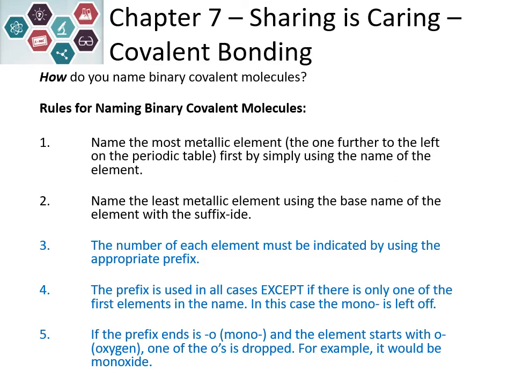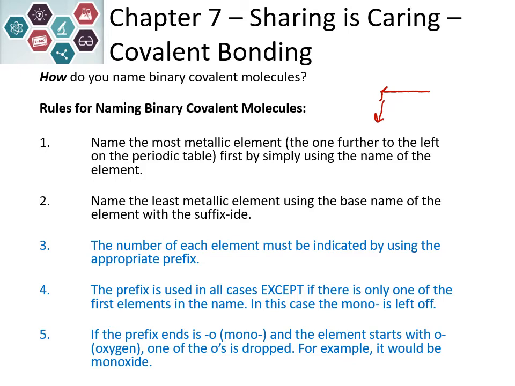When we're naming our binary covalent molecules, we're going to start by naming the most metallic element. That means the furthest left or down on the periodic table, the one that is closest to the metals. And we name that by using simply the name of the element. The second element, the least metallic element, is going to be named using the base name, but we change the ending to IDE.